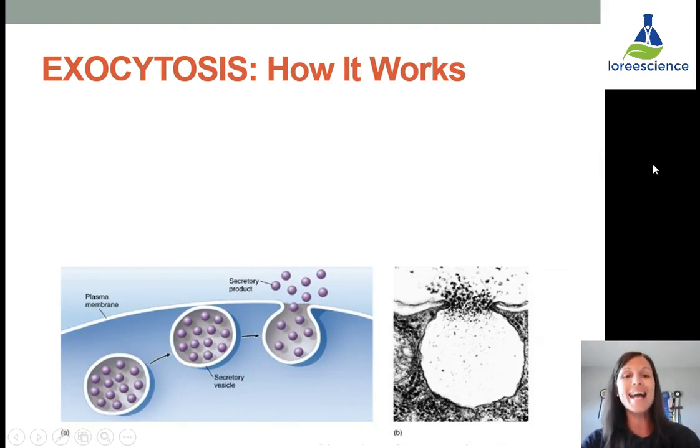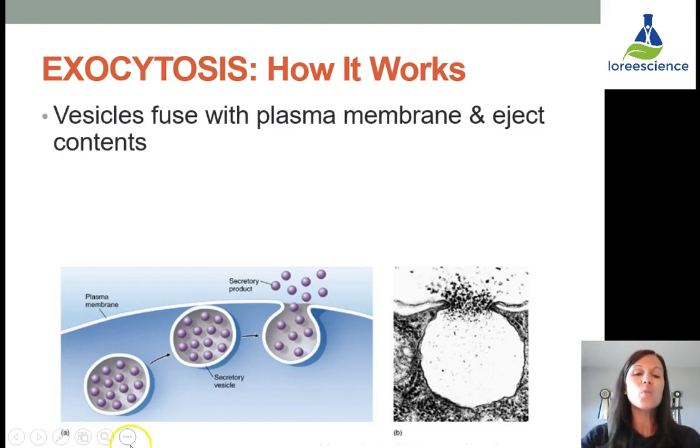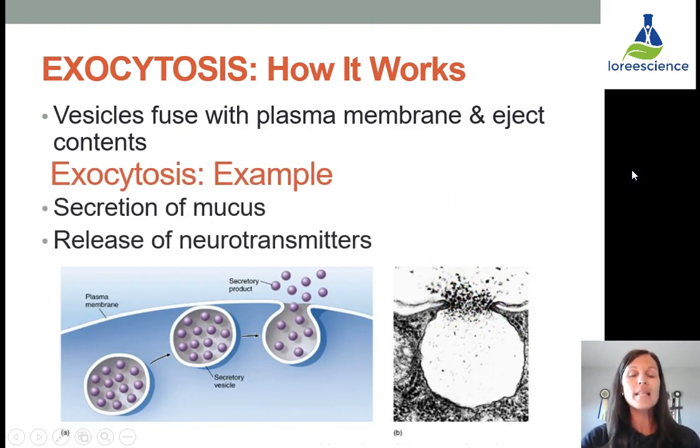Exocytosis. Exo means exiting the cytoplasm. So this is kind of like cell spitting. This is when vesicles from the inside fuse with the membrane and they literally eject their contents out. So you can see it happening here under a microscope. And this is how our body secretes mucus. This is how neurotransmitters are released between nerves. It is our body getting rid of larger molecules.